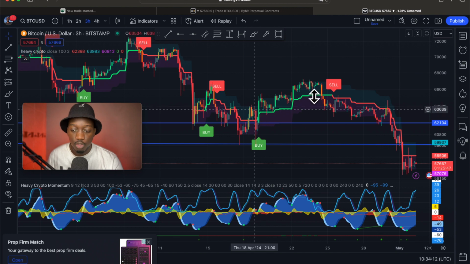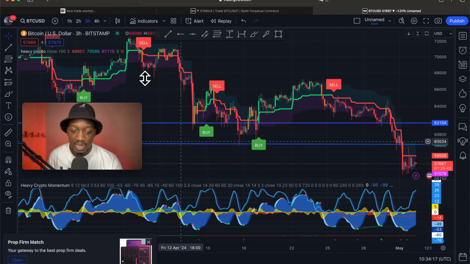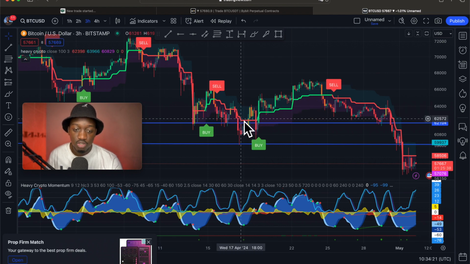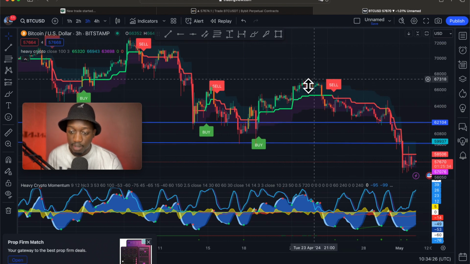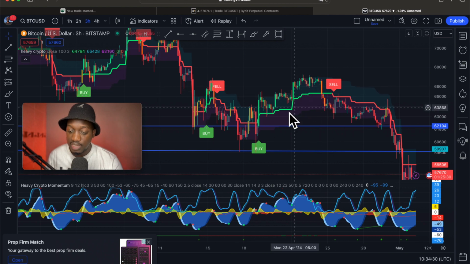Once you get the tool, you're also going to get lessons for free, showing you exactly how you are going to use this Heavy Crypto Indicator and the tools to your full potential, so that you can also take advantage of this market. But basically what I do is I just follow these signals and enter a market.